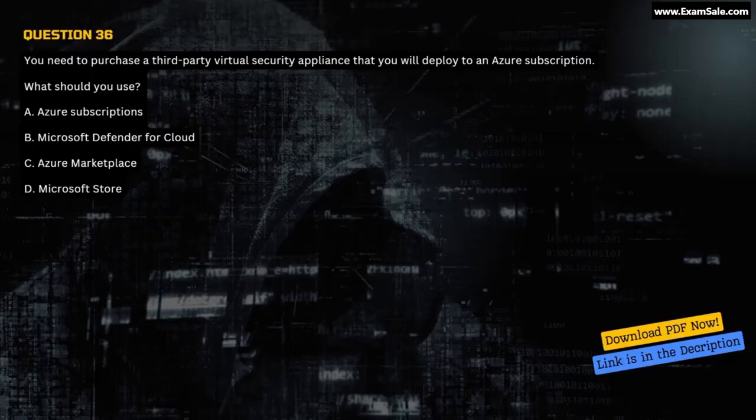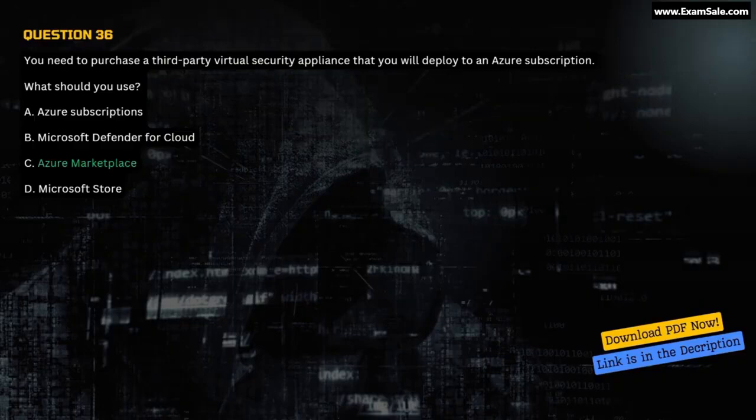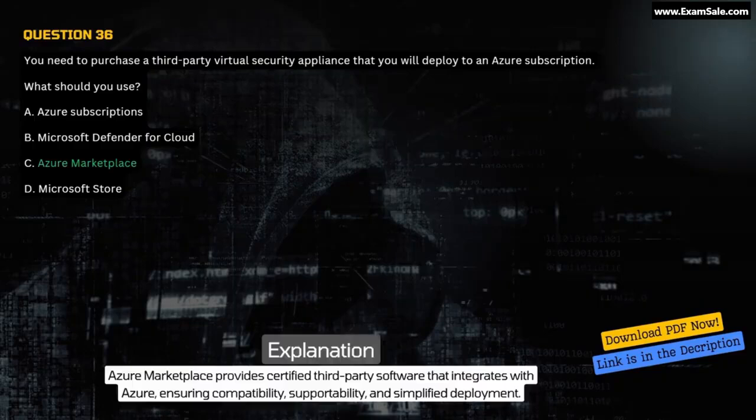Question 36. You need to purchase a third-party virtual security appliance that you will deploy to an Azure subscription. What should you use? A. Azure Subscriptions. B. Microsoft Defender for Cloud. C. Azure Marketplace. D. Microsoft Store. Correct answer, C. Azure Marketplace. Explanation. Azure Marketplace provides certified third-party software that integrates with Azure, ensuring compatibility, supportability, and simplified deployment.